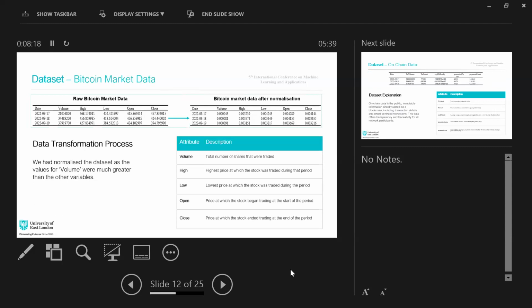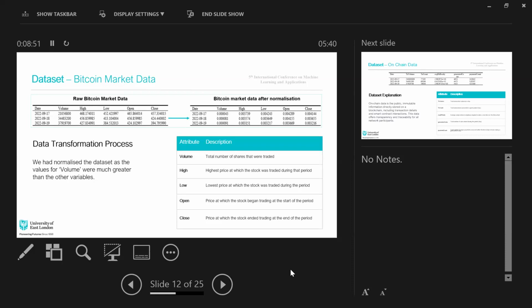So our second data set was the actual Bitcoin market data. You can see, as I explained, the raw data had your volume, high, low, open, close. And as you can see, the values for volume are extremely high, almost on a different scale compared to the other values. So what we had to do was normalize all the values in our data set. They're still relative in size to each other, but the volume wouldn't have an unfair weighting once we process it through the model. So everything had equal weighting going into the models.